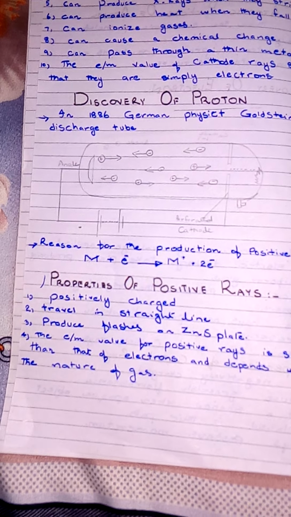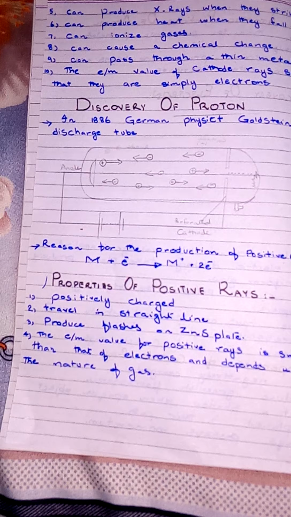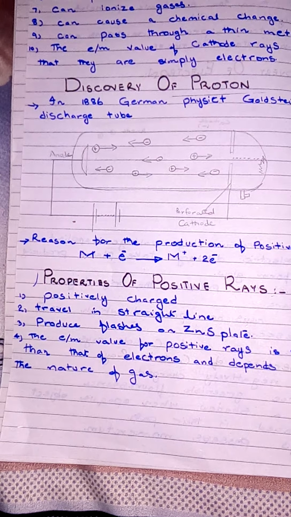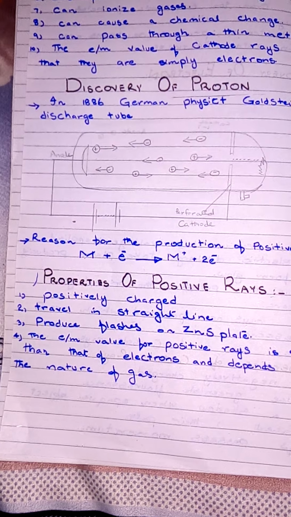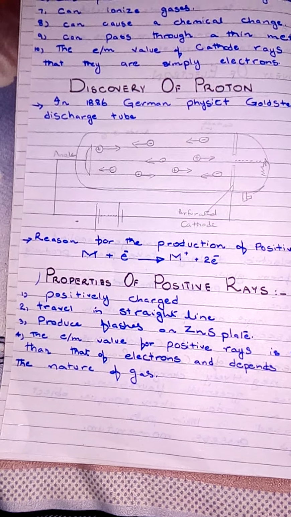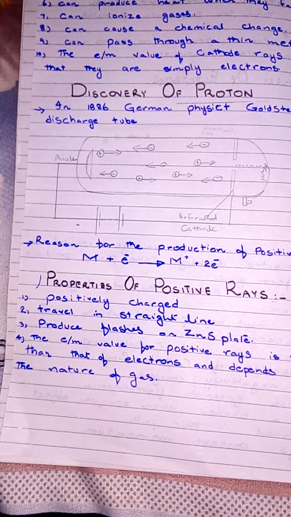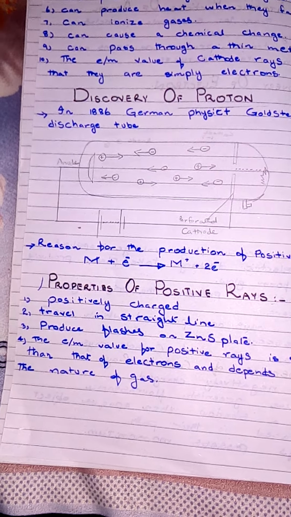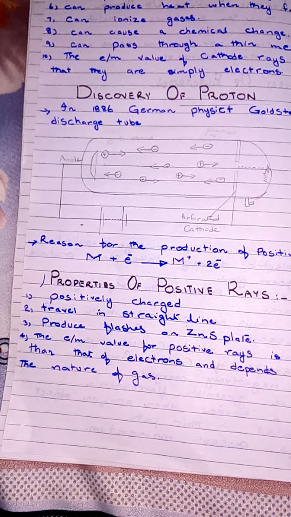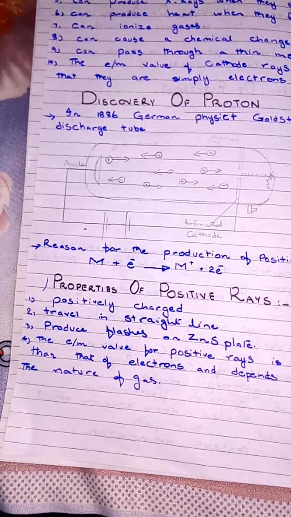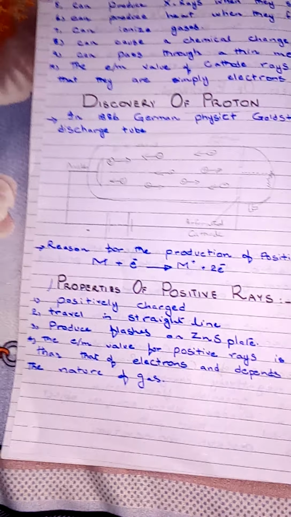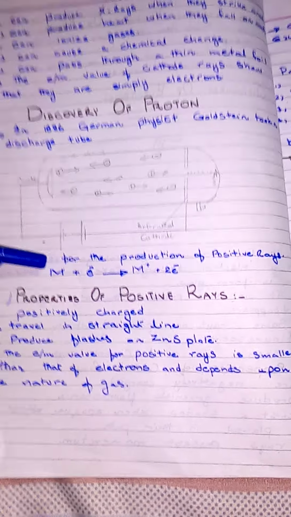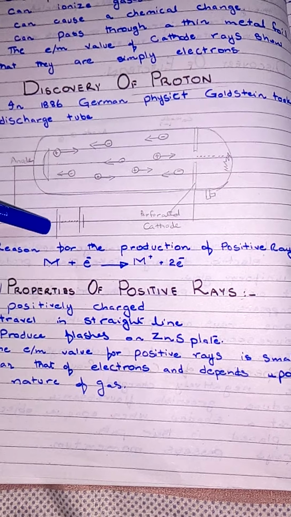How are canal rays produced? These rays are produced when high speed cathode rays strike the gas molecules present inside the gas discharge tube. Cathode rays remove electrons from the gas molecules and convert them into positive ions. These ions then move towards the cathode as positive rays, and this is the mathematical representation of the production of positive rays.